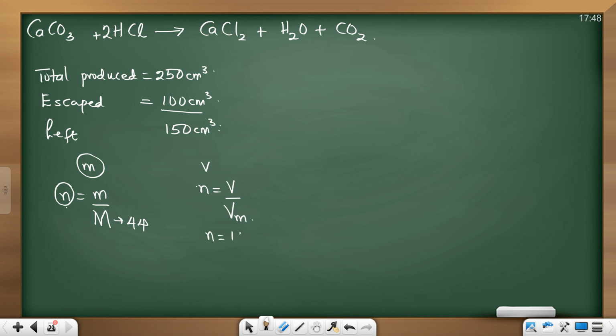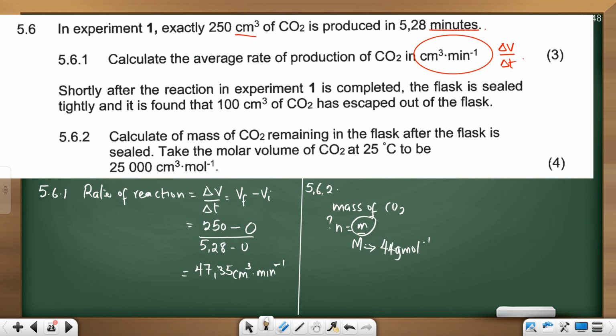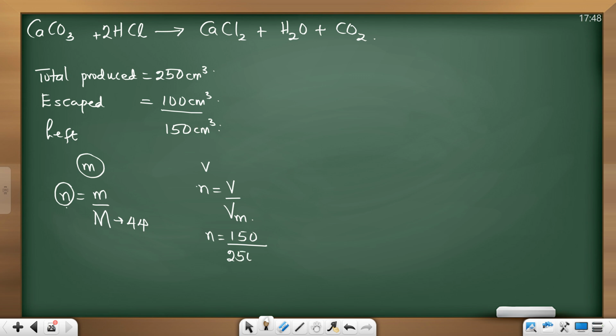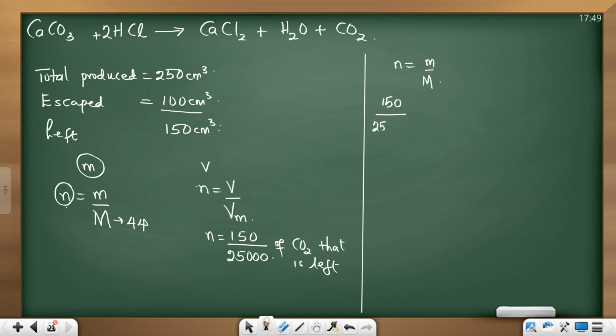Do I know my volume? 150. Do I know the molar volume? 25,000. Please watch the unit. Also in cm cube. So we're good. This is number of moles of CO2 that is left. And all we are doing is converting this one to mass. Once I get that, since number of moles now is mass over molar mass, what's my number of moles? 150. Please don't round off.